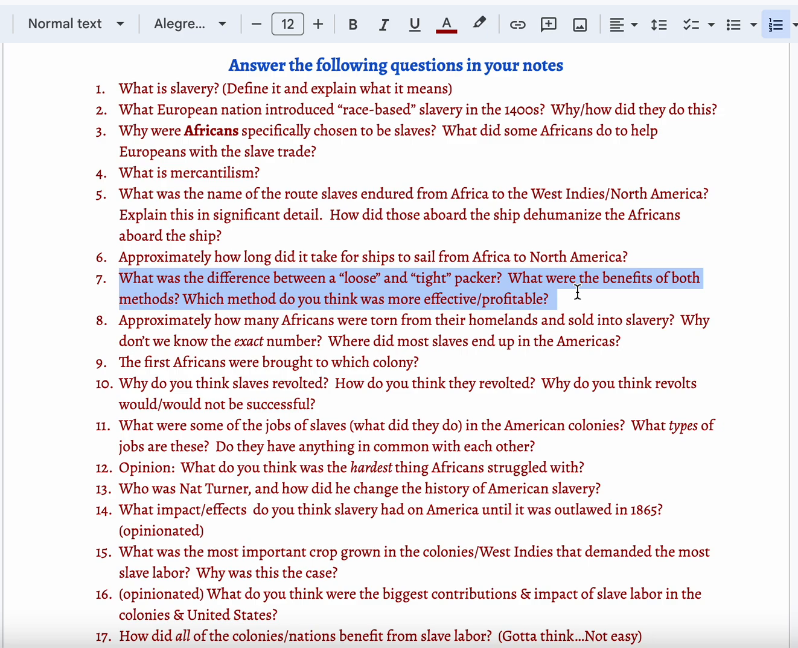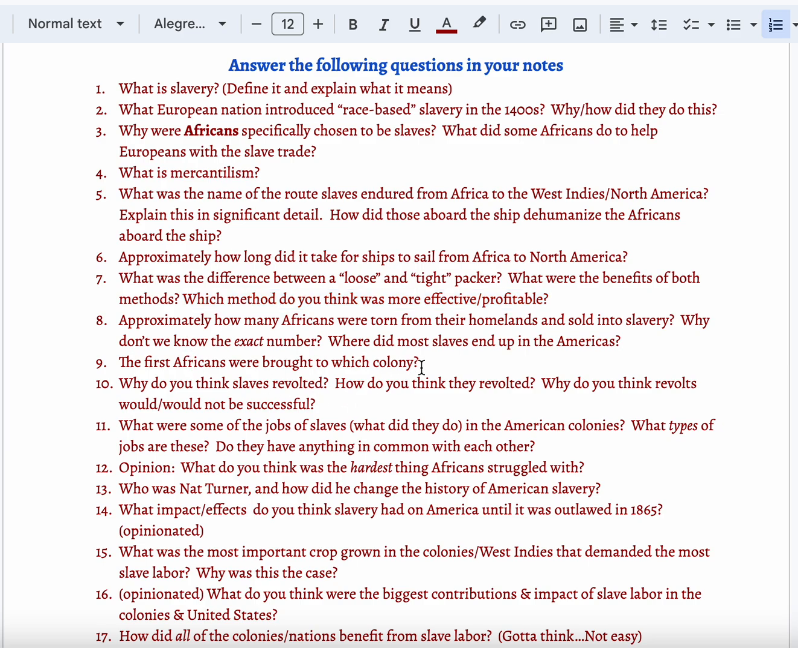A loose packer would be someone that says, we have the ability to have 300 people on this ship. We're going to bring 300, or we're going to bring 290 to try to make sure that we've reached the limit, but we're not going to try to go over, assuming that the less we bring, the less likely there will be disease spread, the less likely there will be mutiny, the less likely there will be death, and more will survive. And the method is much more of a discussion of which one we think would be more effective or profitable.